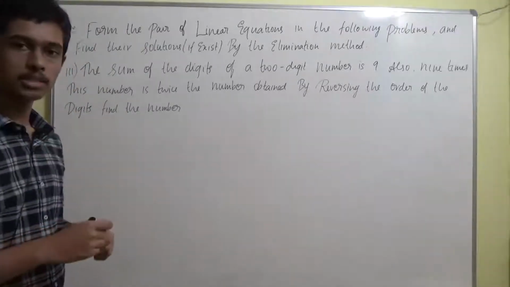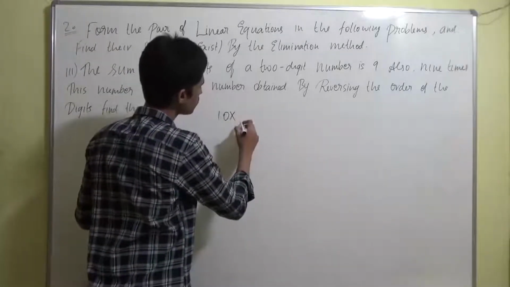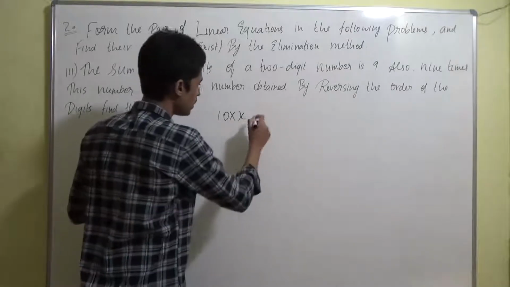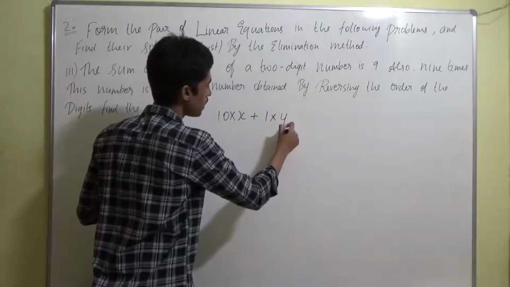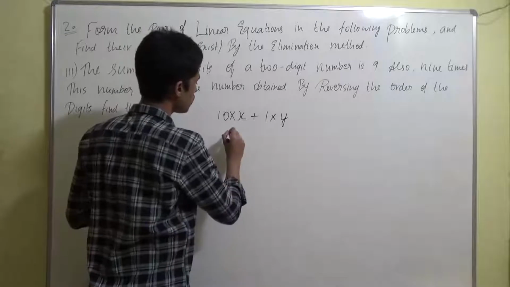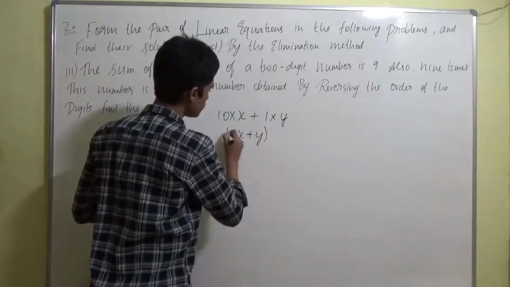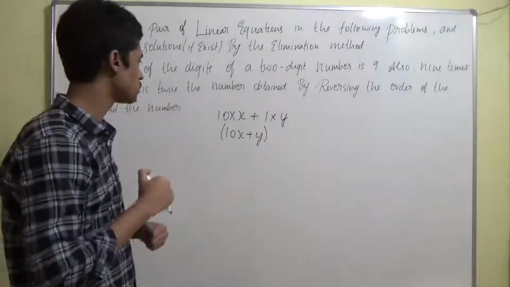When they say a 2-digit number, do you remember I told you it's going to be in the form of 10 into the 10's place digit, plus 1 into the 1's place digit. Let the digit in the 10's place be x and the digit in the 1's place be y. So you are going to get the form 10x plus y. In this form you are going to get the 2-digit number, right? Do you remember we studied it in the previous lecture also?